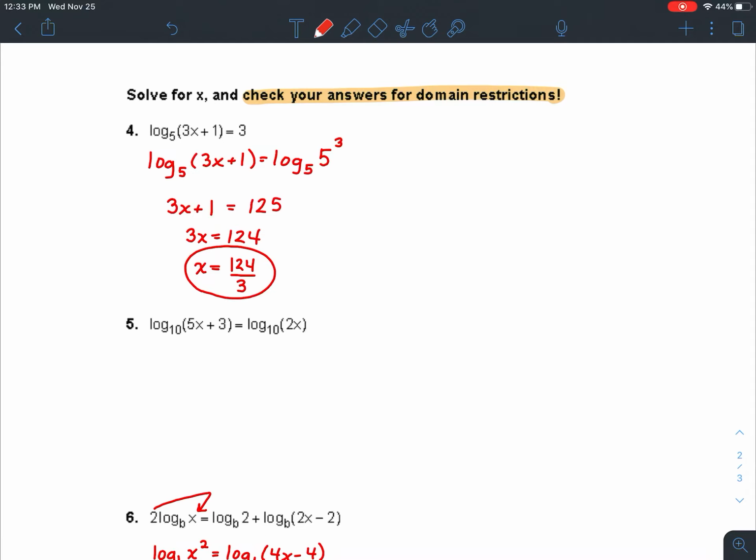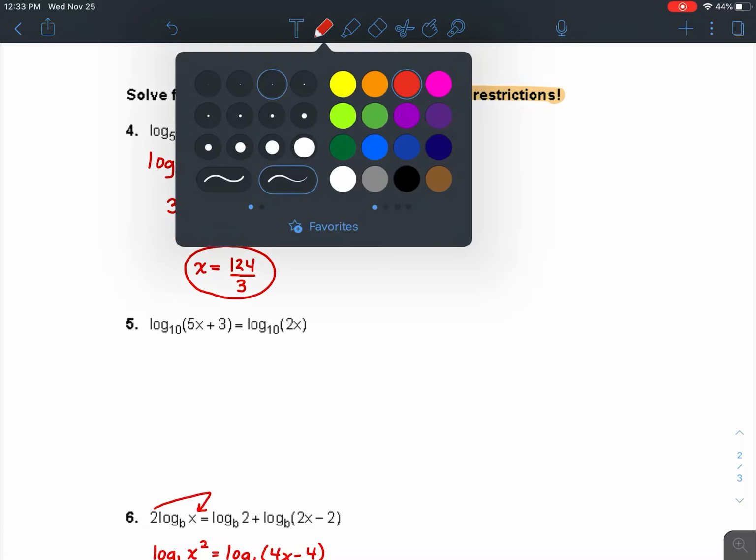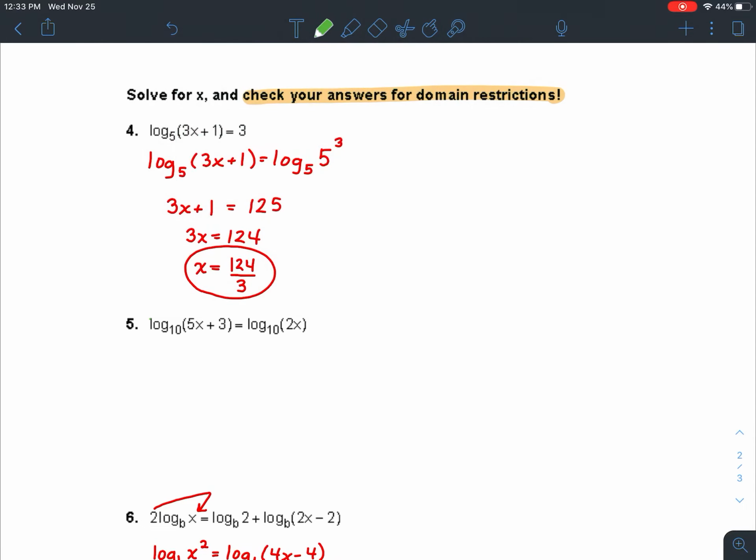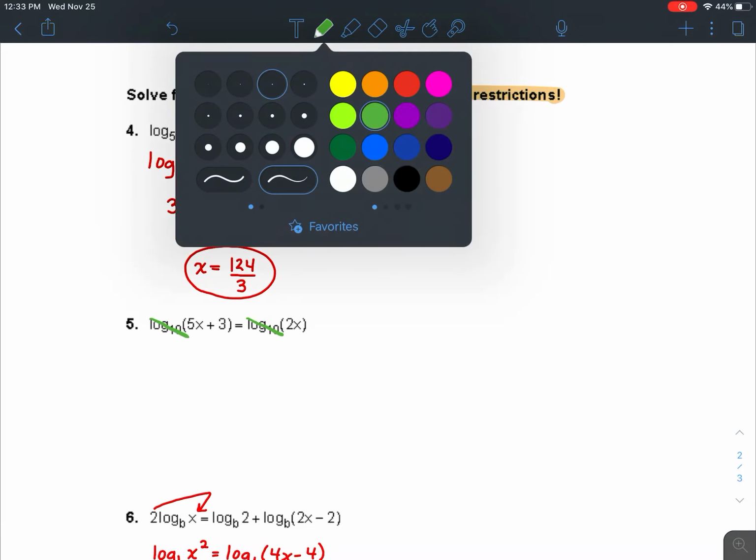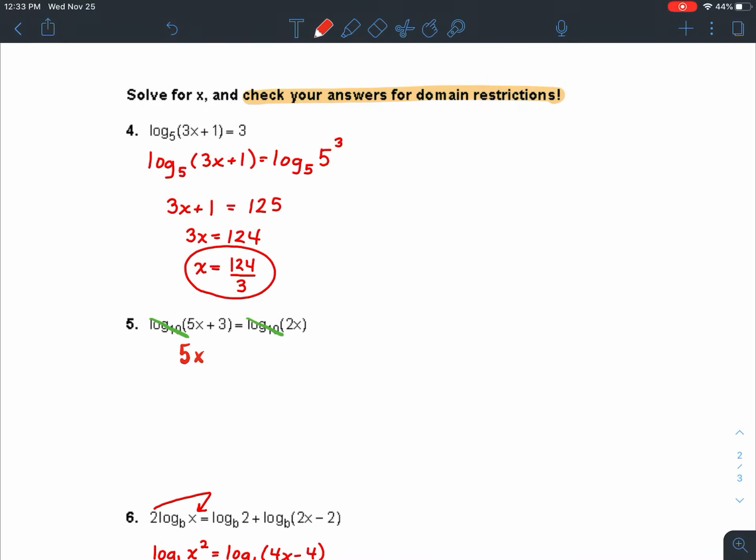Okay, we can see that the property that we're always wanting to use when these are equations is the one-to-one property. So we want to make sure we've got one log on each side, that they have the same base, and that they have a 1 in front of them. We can see that that is the circumstance that is happening in number 5. So I'm going to go ahead and cross off the log and the base 10. Okay, and that leaves me with the argument on the left equaling the argument that is on the right.